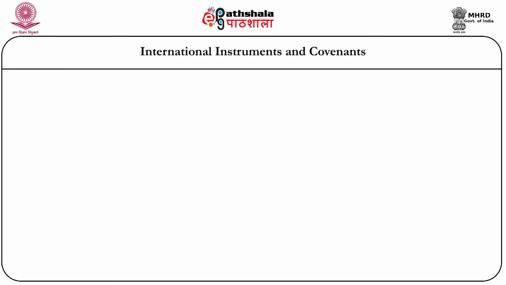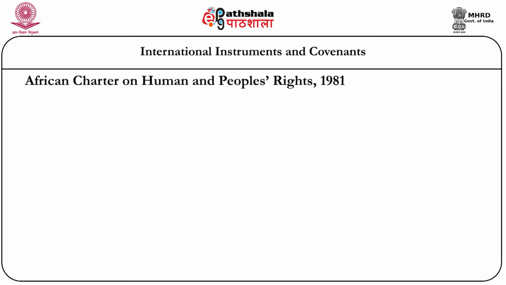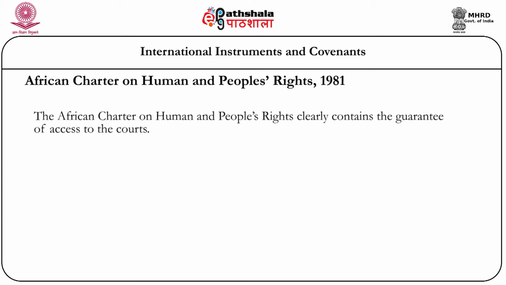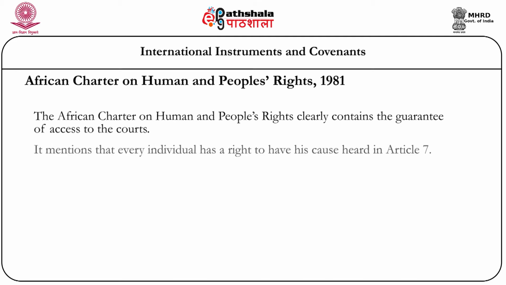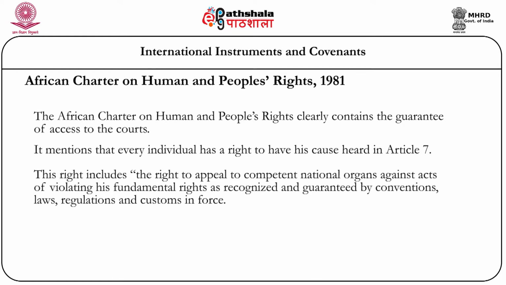The next important regional convention is the African Charter on Human and Peoples' Rights in the year 1981. This charter clearly contains the guarantees of access to the courts. It mentions that every individual has a right to have his cause heard under Article 7. This right includes the right to appeal to the competent national organs against acts violating his fundamental rights as recognized and guaranteed by conventions, laws, regulations and customs which are in force.